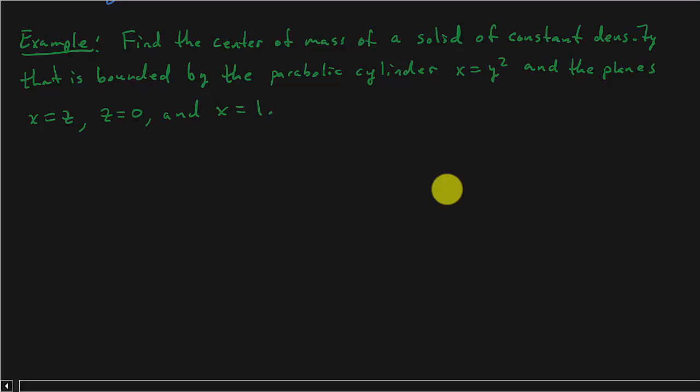It says find the center of mass of a solid of constant density that is bounded by the parabolic cylinder x equals y squared. Okay, so that's going to be what? Those are parabolas in the xy plane, x equals y squared. So that parabola is going to be opening along the x-axis. And the planes x equals z, z equals 0, and x equals 1.